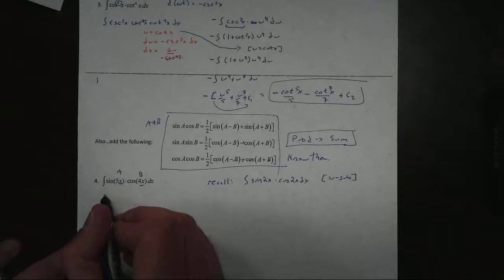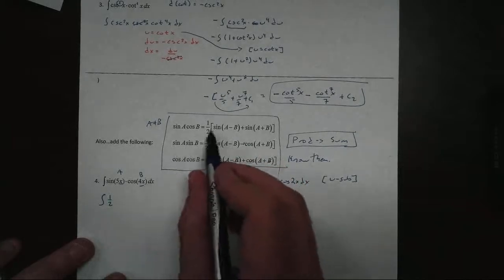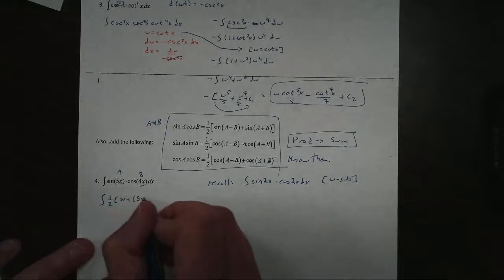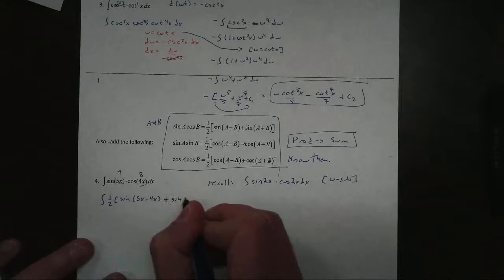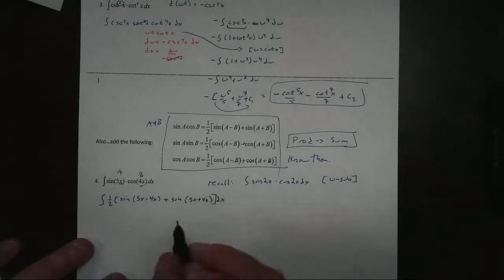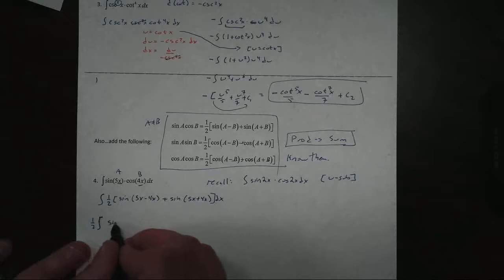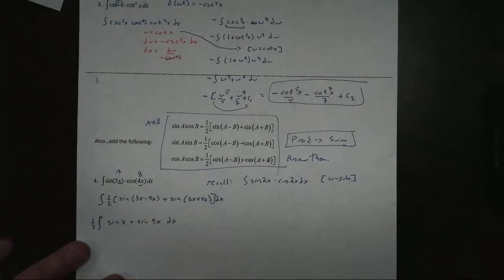So if I rewrite this, this is going to become 1/2. Remember, my rule here says it's going to be the sine, and I write this as a sine of 5x minus 4x plus the sine of 5x plus 4x dx. Now I'm going to factor out the 1/2, and that's going to give me the antiderivative of, this becomes the sine of x plus the sine of 9x dx.